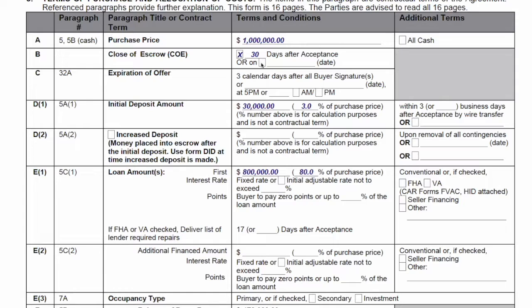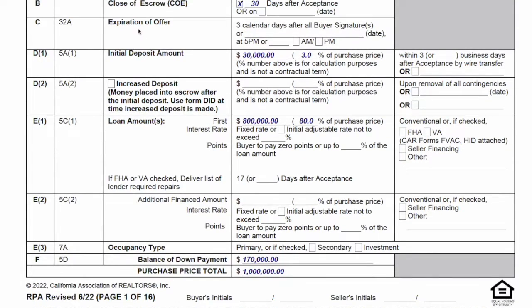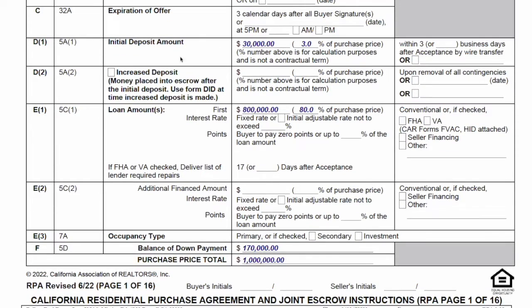If you want to do a calendar date, check this box and write in the date there. Expiration. Now, by default, after 3 days, this offer will expire. You can shorten that if you want to add more pressure, or lengthen it, but you can modify it down here. By default, though, it's going to be 3 days.